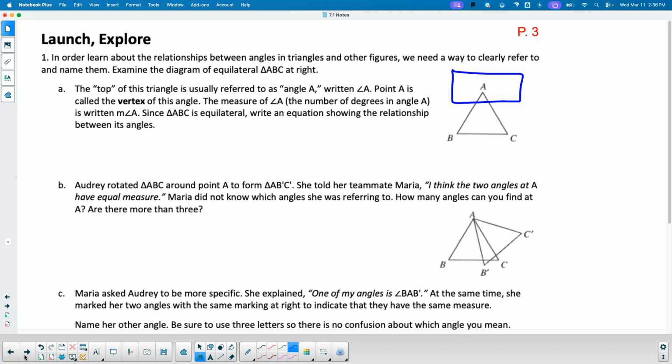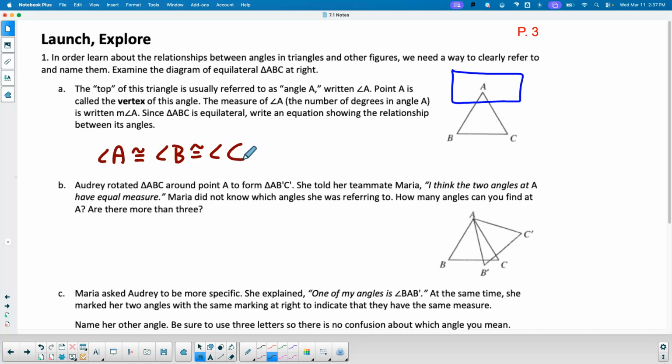So back here to angle A. If I'm talking about the geometric angle, I label it angle A. Now this is an equilateral triangle, which means that it is also equiangular. So if I am talking about angle A being congruent to angle B, being congruent to angle C, that's what an equilateral triangle has. It has three equal sides. It has three equal angles.